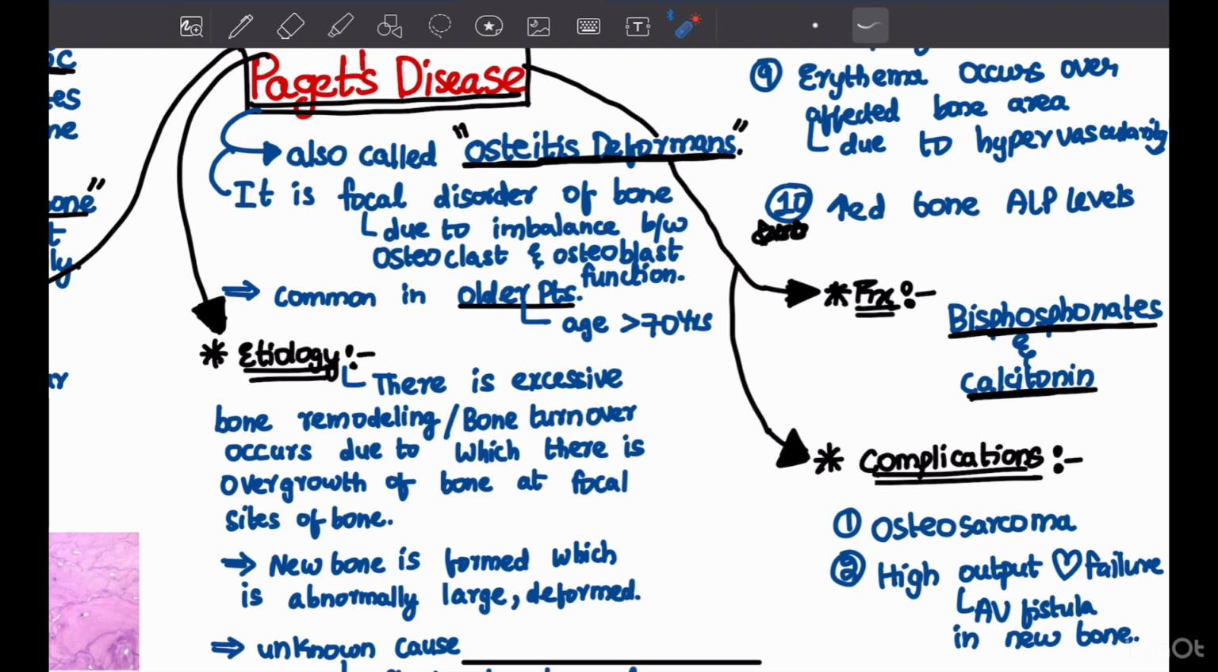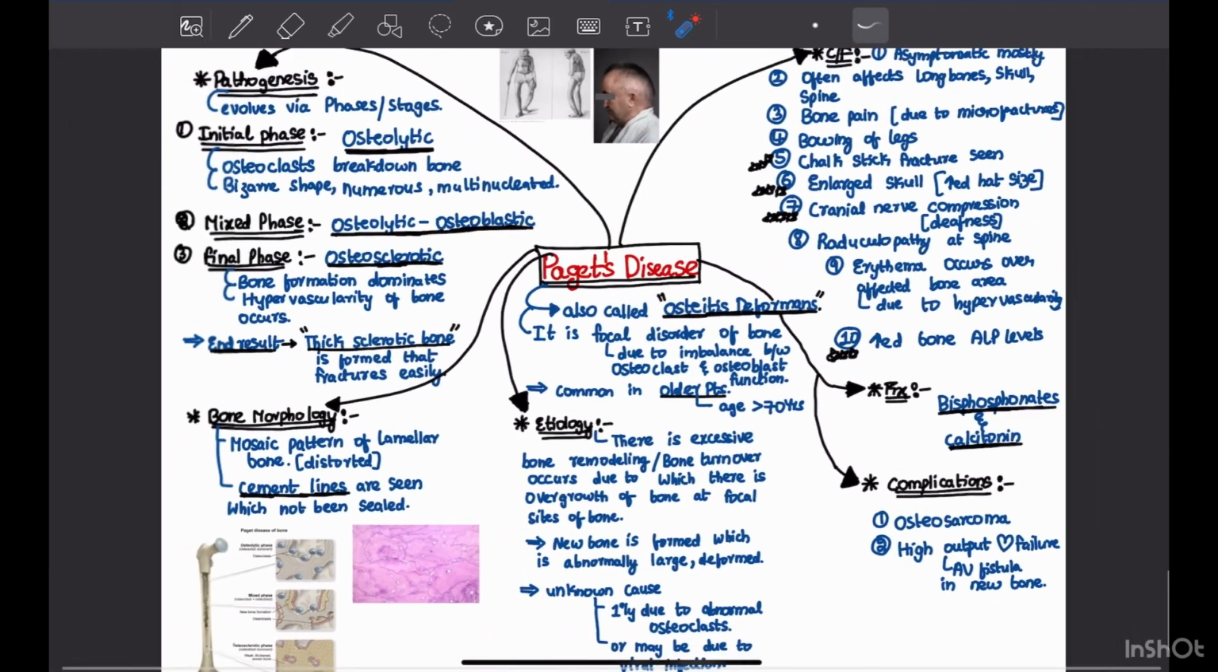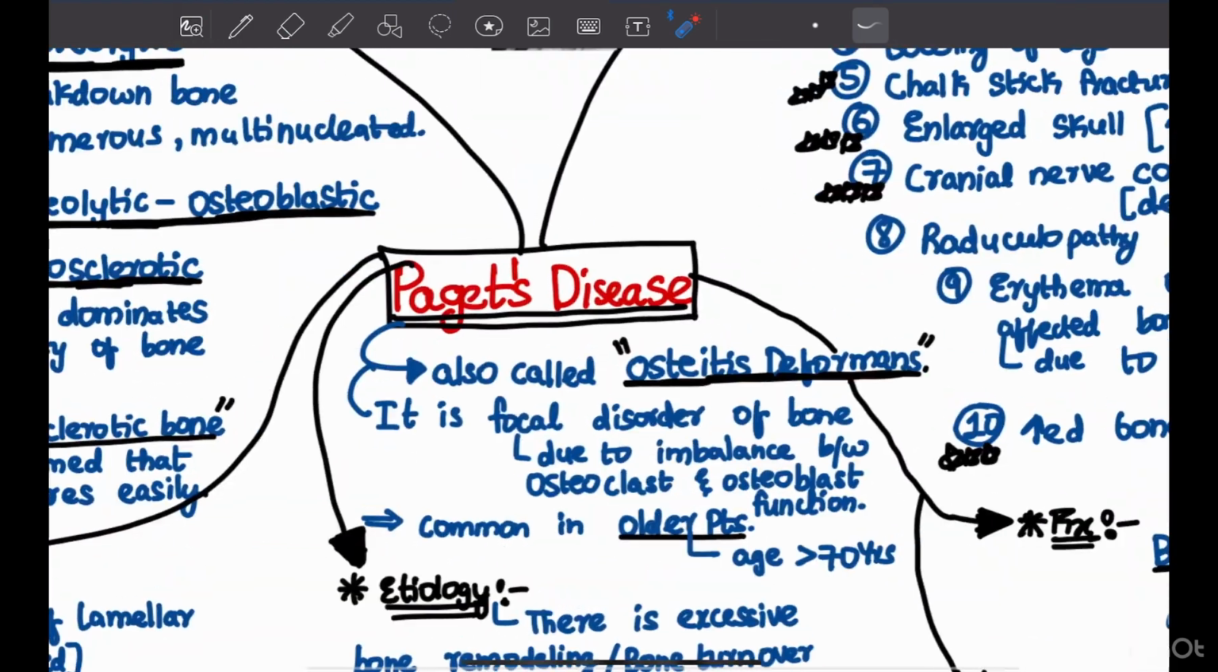Let's come to the complications part. Paget's disease of bone leads to osteosarcoma, and high output cardiac failure is seen, with AV fistula in new bone. This is all about Paget's disease of bone, and I will show you one image.